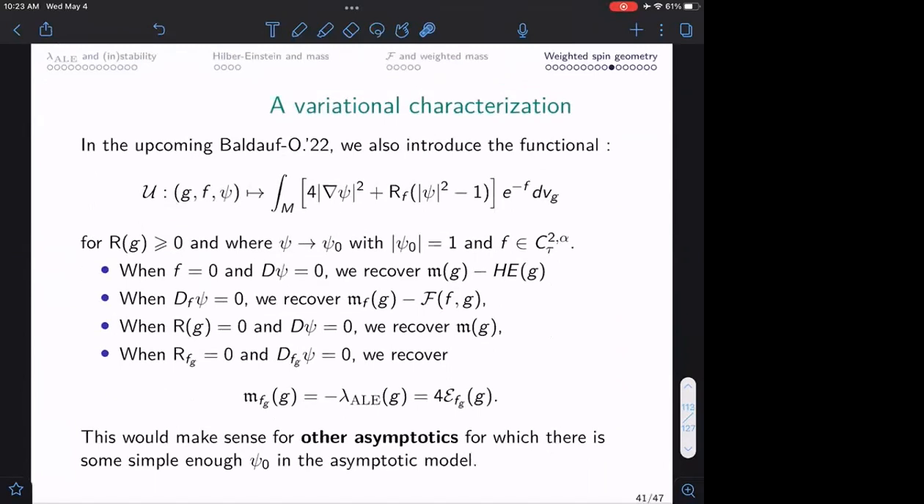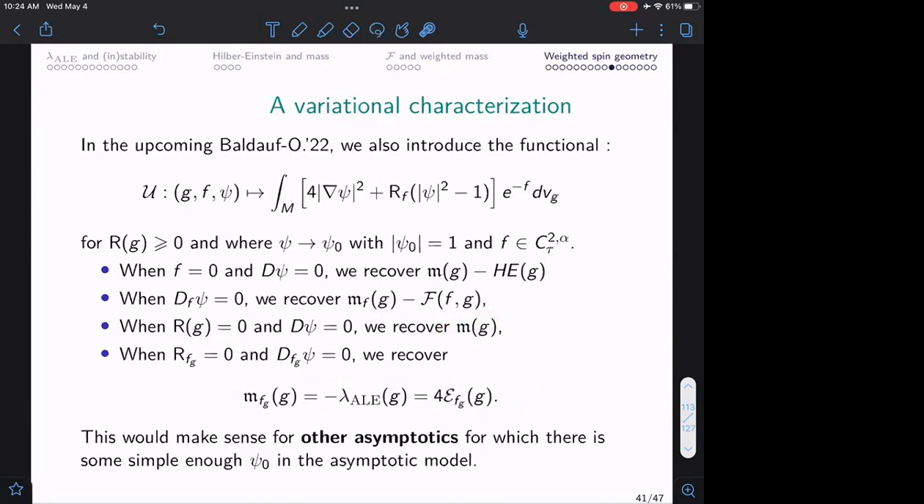So I won't go through everything here, but in an upcoming paper, we have another functional. I denoted it U here, which takes three arguments, a metric, a density, and a spinor, and it gives you this one integral here. And it recovers, in different limits, a lot of known functionals. So in one of them, it gets mass minus the Hilbert-Einstein functional. In the weighted case, it gets mass minus Perelman's functional. When you have zero scalar curvature, it's just mass, which is well behaved in that case. And if you are at a minimizer in F, you obtain this previous equality.